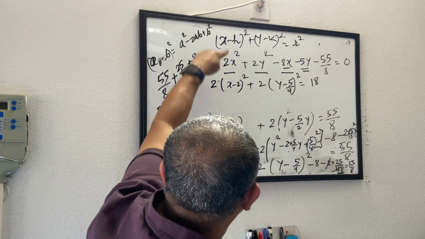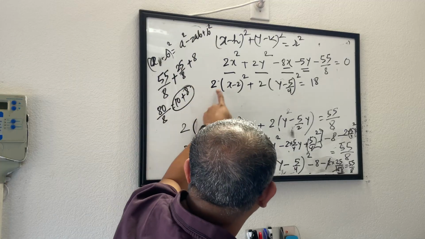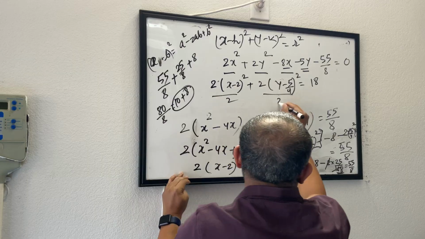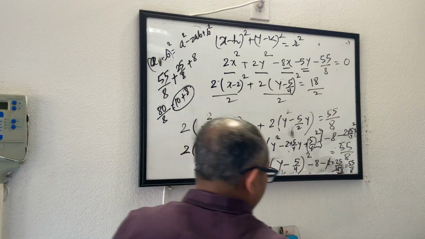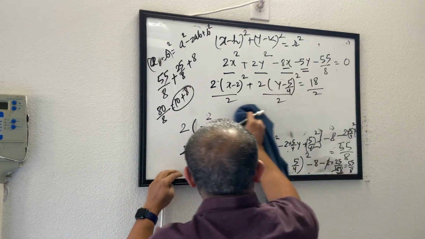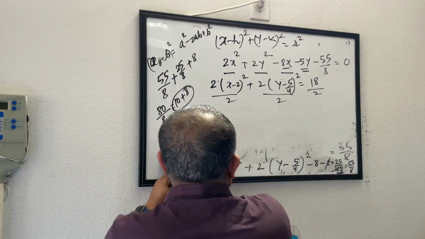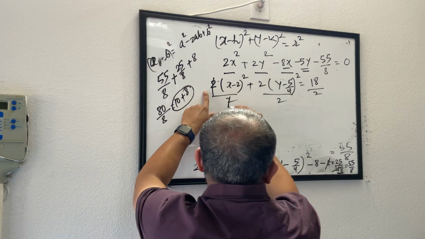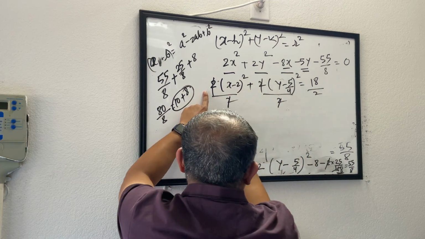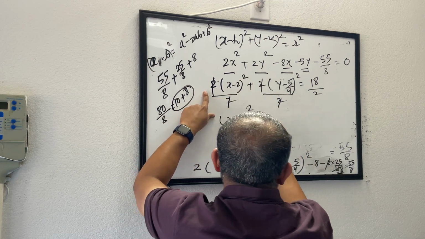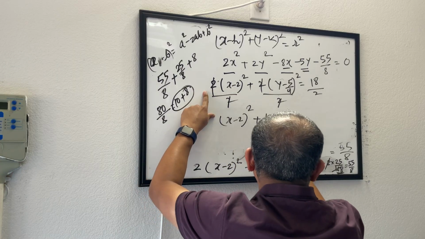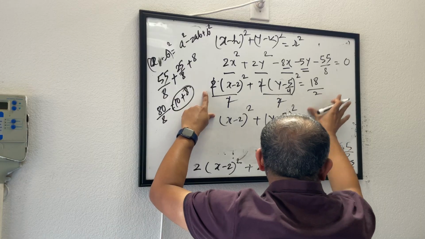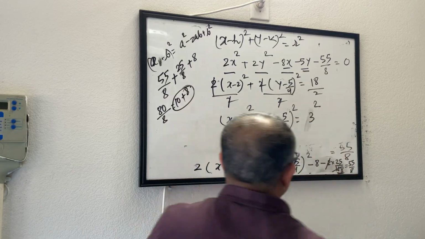Now look at this equation. There is no 2, so divide everything by 2. So you divide by 2, divide by 2, divide by 2. So your final equation is this and this knocked off, this and this knocked off. So this became x minus 2 whole square plus y minus 5 over 4 square equal to 18 by 2, that is 9. And that is nothing but 3 square.